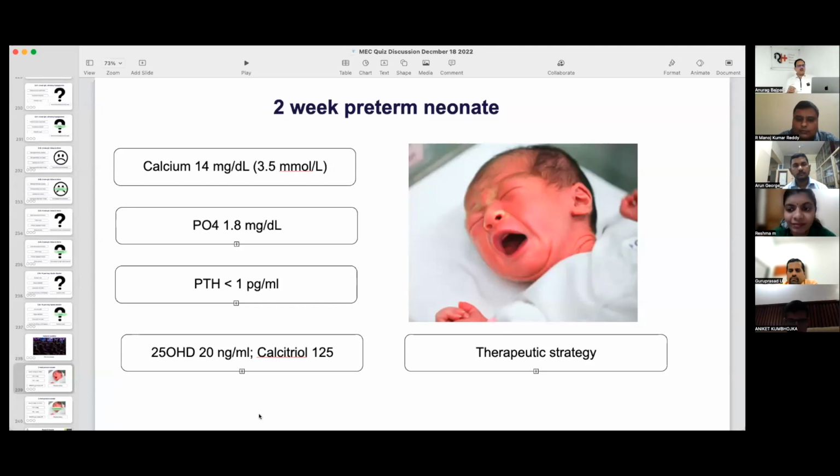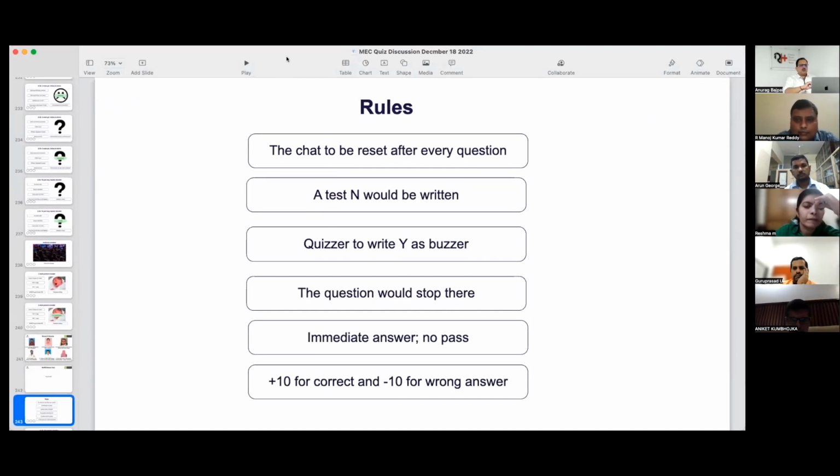And we saw what can happen if you do too much, you may lose. If you do too little also, you can lose. So it's a bit of a problem in terms of the buzzer. The chart will be reset after every question. I'll write N and then you have to write Y. The first one to write Y will immediately be asked the question. We'll stop there. There'll be no pass, no time to discuss. So think before. Plus 10 for a correct and minus 10 for a wrong answer. So be careful. The total difference is 25 marks, so the lowest can become the highest also if you answer the 6 questions correctly.